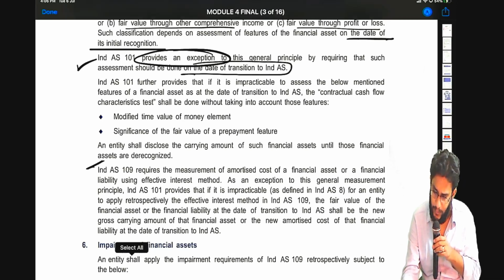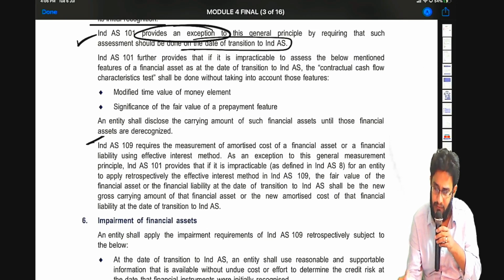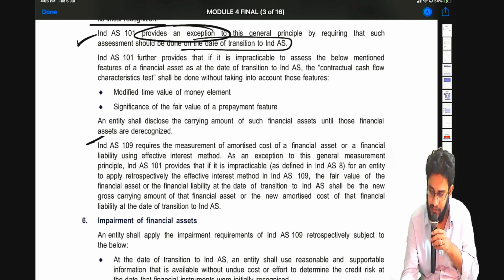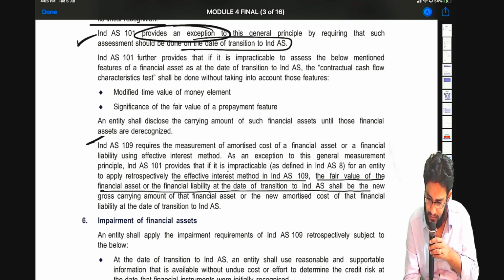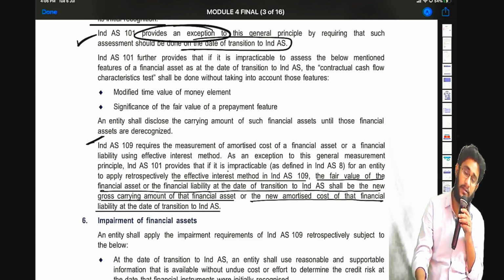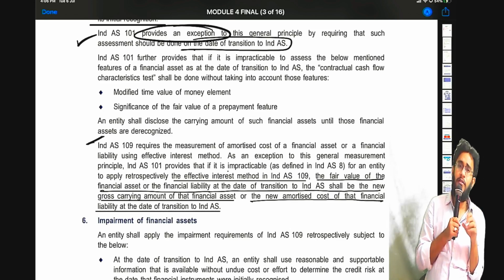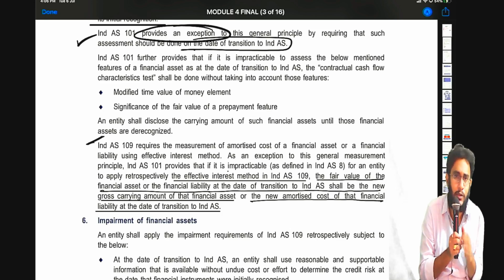From here, you read. Ind AS 109 requires measurement of amortised cost of financial asset or financial liability using EIR. For some cases of financial assets, amortised cost will be applicable, and for financial liabilities. As an exception to this general measurement principle, Ind AS 101 provides that if it is impracticable for an entity to apply retrospectively the effective interest method in Ind AS 109, the fair value of the financial asset or financial liability at the date of transition to Ind AS shall be the new gross carrying amount of that financial asset or the new amortised cost of that financial liability at the date of transition to Ind AS. So what it says is, suppose on the transition date you decided that for a particular financial asset the amortised cost method has to be applied, correct?